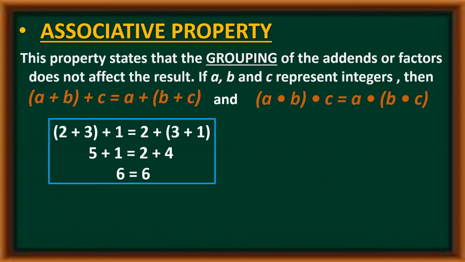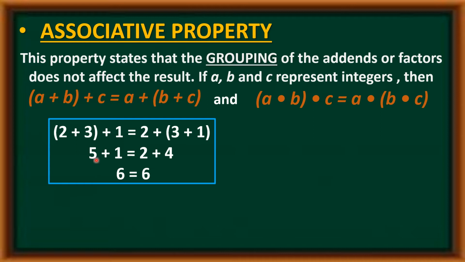So, example, we have 2 plus 3, nasa loob ng parenthesis, plus 1, is equal to 2 plus 3 plus 1. This time, ang nasa loob ng grouping symbol ay si 3 plus 1. So, let's solve. Let's start solving the equation inside the parenthesis. So, we have 2 plus 3, that is 5. Let's bring down 1, and then bring down 2, and then let's have 3 plus 1 is equal to 4.